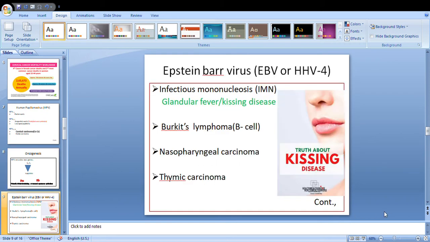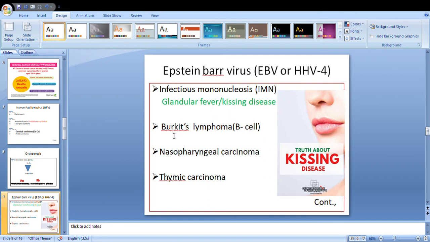The second DNA virus which causes tumors in human beings is the Epstein-Barr virus, also known as human herpes virus 4, and the lesion caused by this virus is infectious mononucleosis. This is also called glandular fever or the kissing disease, an infectious disease caused by the Epstein-Barr virus.